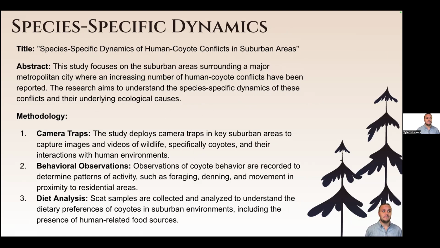And they determined patterns of activity, foraging, denning, and movement, and also looked at genetic sampling and prey composition through scat, through their dung, to analyze the dietary preferences, to see how they could improve coyote habitat, but also create better deterrence and potentially modify human landscapes to keep humans and coyotes safe.